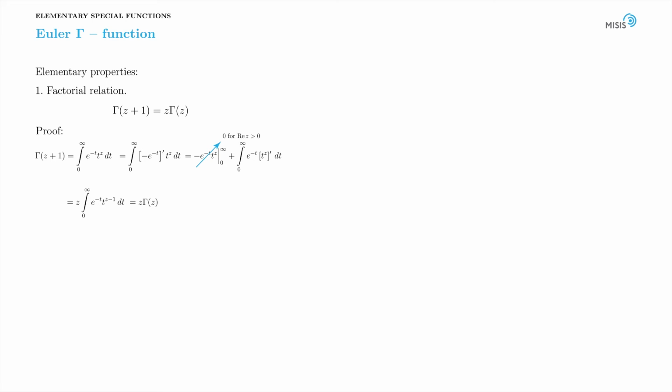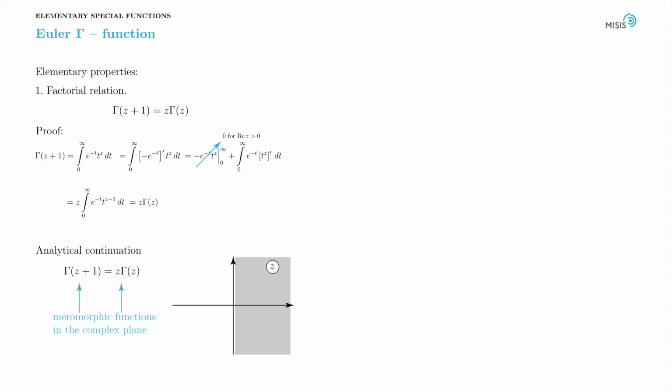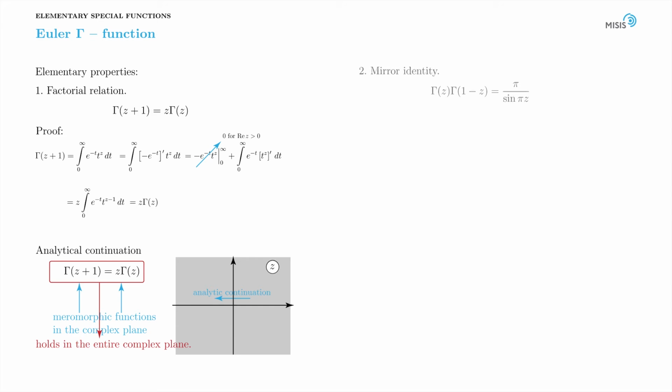What is extremely important to note here is the range of validity of the proven identity. We use the integral representation. Therefore, the range is automatically reduced to the right complex semiplane. However, we also see that the left-hand side and the right-hand side of the identity are meromorphic functions in the entire complex plane. Indeed, such are both gamma functions and the z function. That means that the validity of the identity can be extended to the entire complex plane by the principle of analytic continuation. The second important identity is the so-called mirror identity.